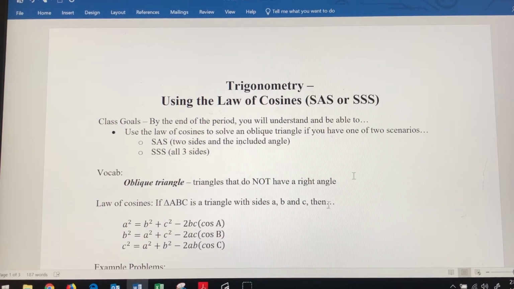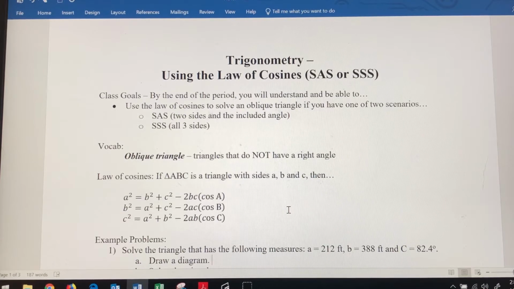Law of cosines, we've got three equations to choose from. You're going to choose the equation where you have three of the values known and one of the values unknown. So it's going to be your choice which of these three you use.